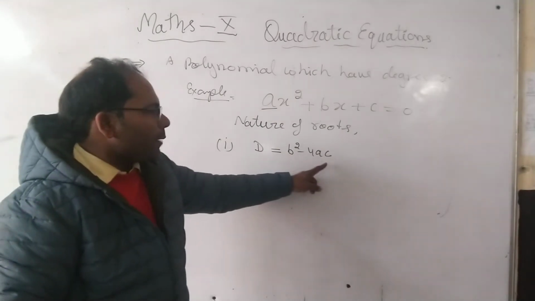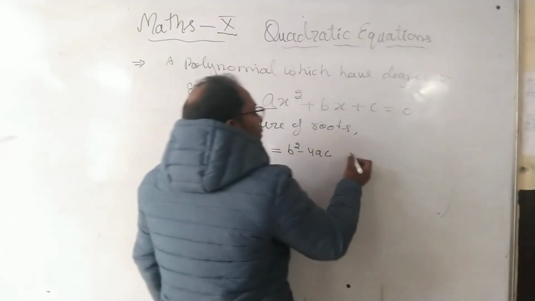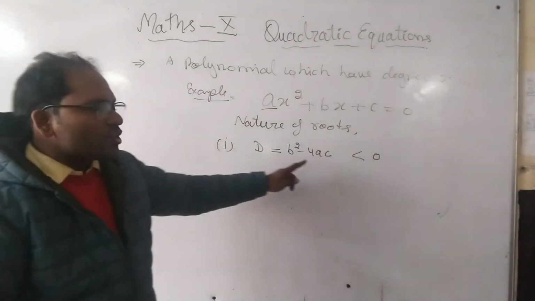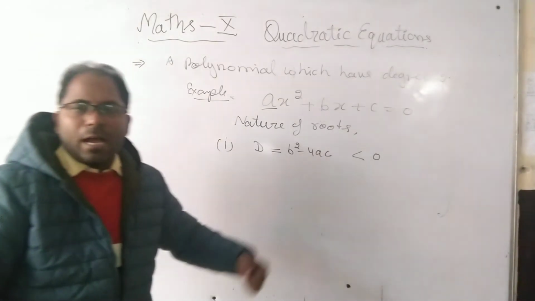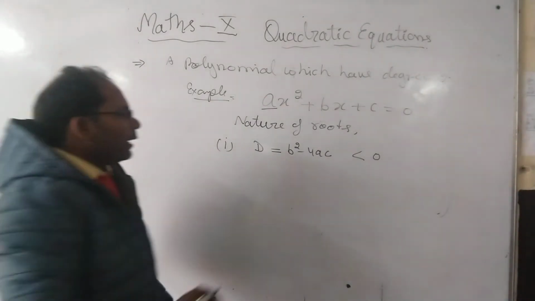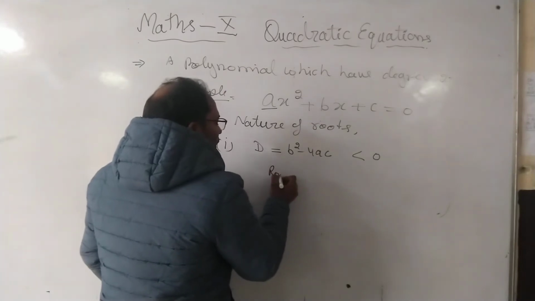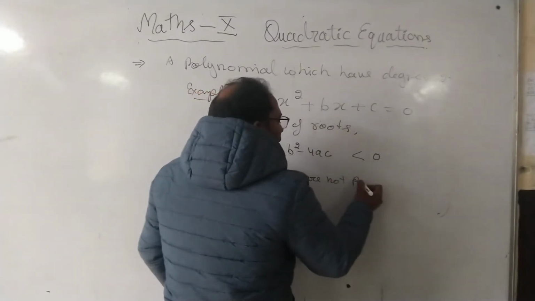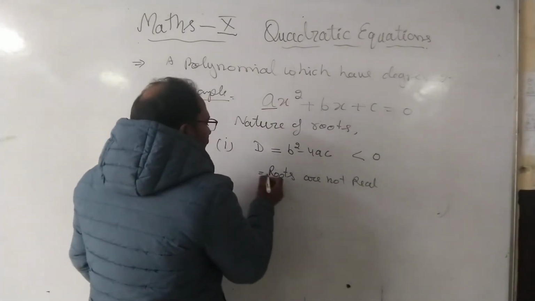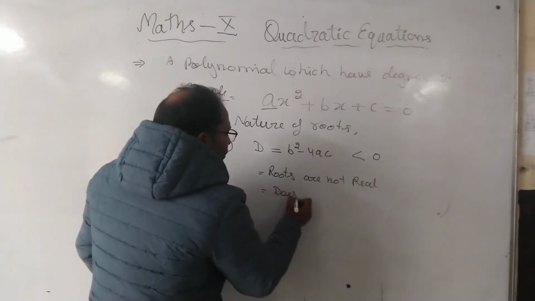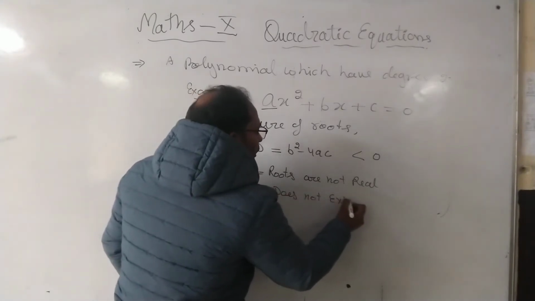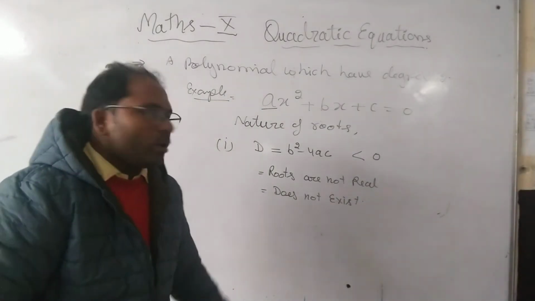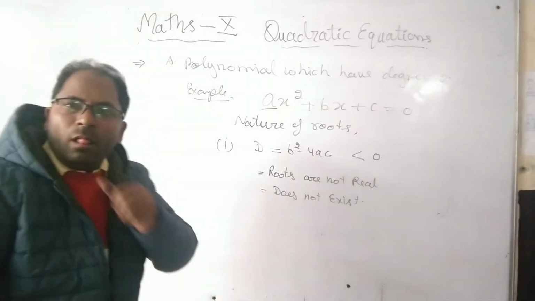So we will put here b square minus 4ac, and if this value is less than 0, if the value of the discriminant is less than 0, negative, then number 1, roots are not real and do not exist. Roots are not real and do not exist if the value of the discriminant is less than 0.